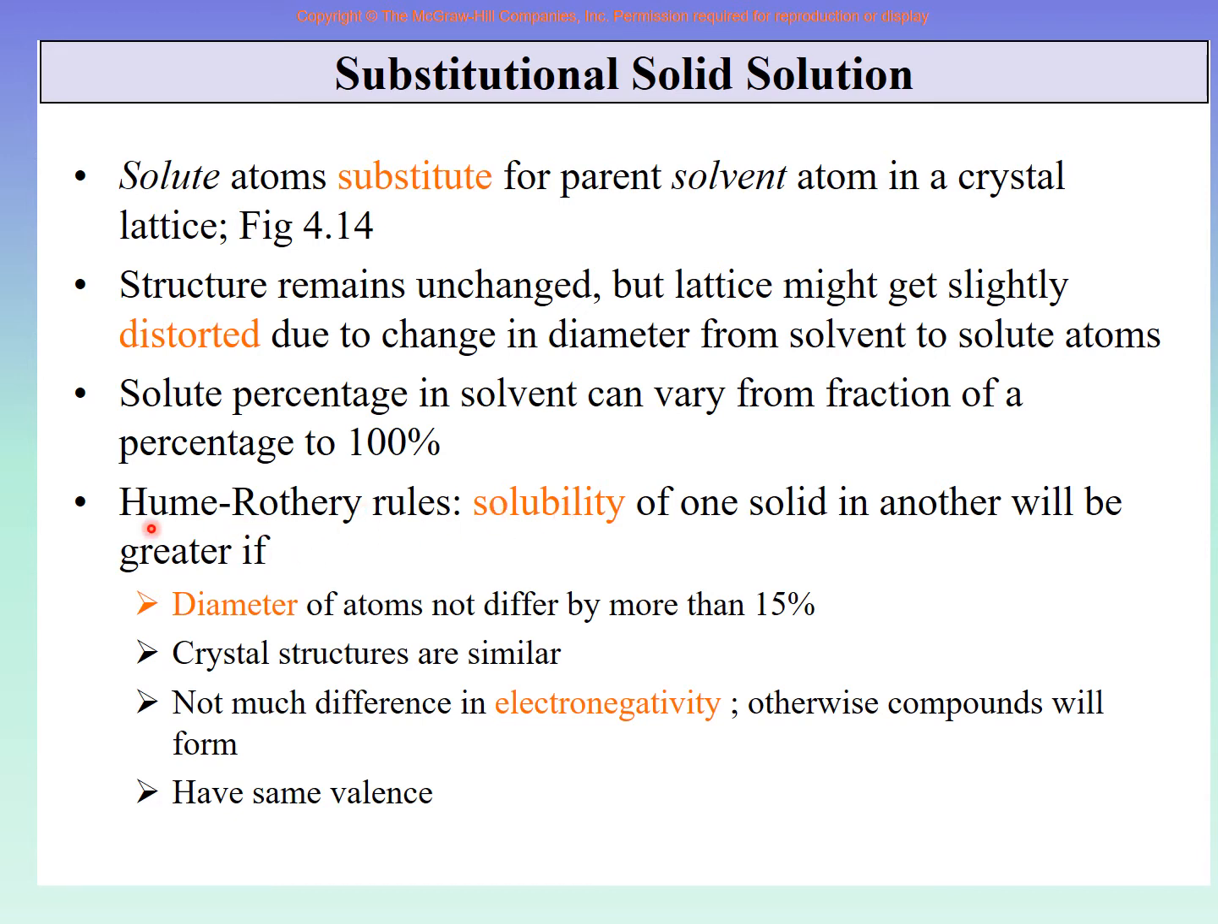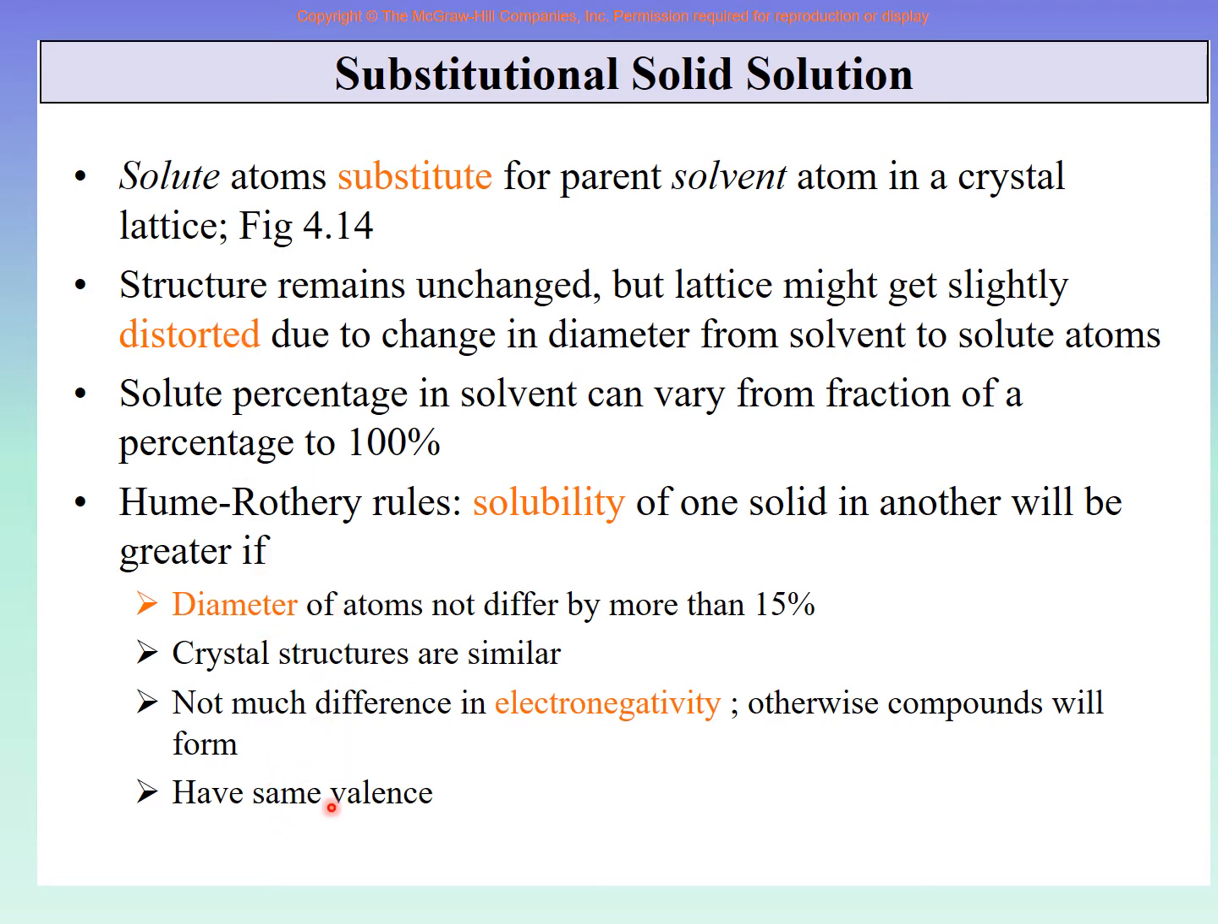There were two scientists, Hume and Rothery. Together they found these four rules: if there is a substitutional solid solution, then there are four rules. If these rules are followed, then solubility will be higher. And if these rules are not followed, then the solubility limit will be lower. In a very short while, I will show you the schematic diagram for a substitutional solid solution. But let us see these rules.